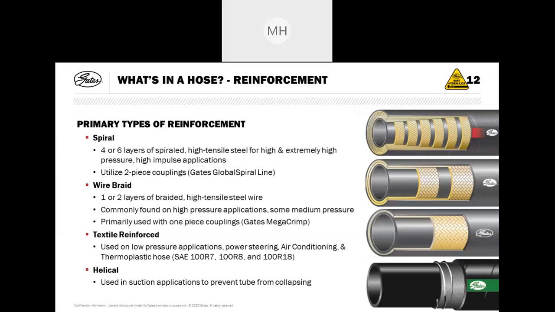We have textile reinforcement. Now, these are used for low pressure applications such as power steering, air conditioning and thermoplastic hoses. However, some of the SAE 100 R8 pressures are getting quite high in comparison to a 2-wire application. And we also have the helical wire. Now, these are the suction applications, and this is designed to prevent the tube from collapsing internally with the suction coming from the tank. So we've had a question come through.